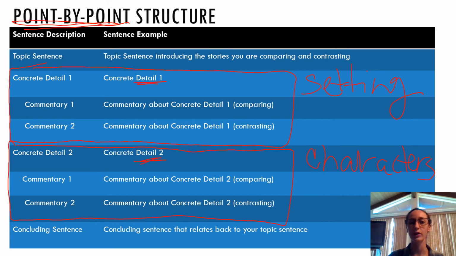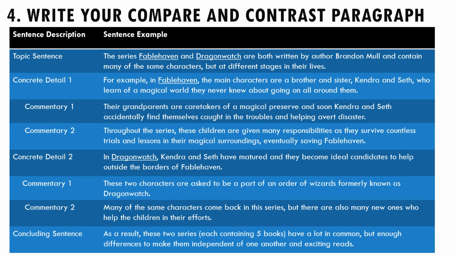But again, this is a point-by-point structure. And so what happens is that you choose one detail to focus on for one chunk and another detail to focus on for the second chunk. Okay, let's look at an example. Okay, so here's our sample paragraph. And let me mark out the chunks for you. Hang on. Okay, so here's chunk 1 and chunk 2.